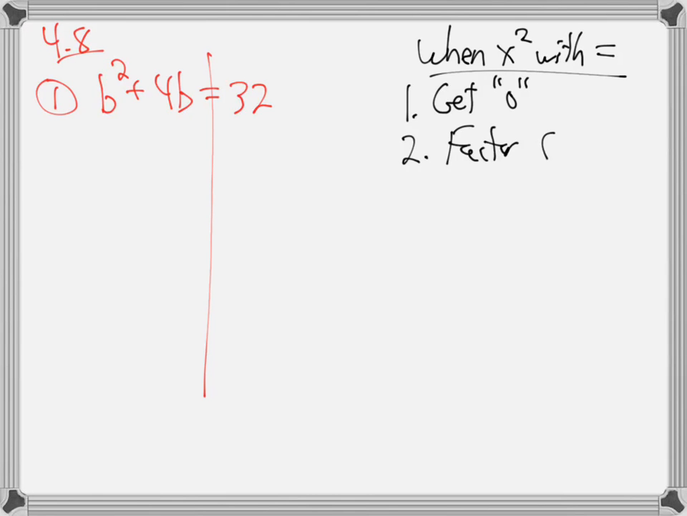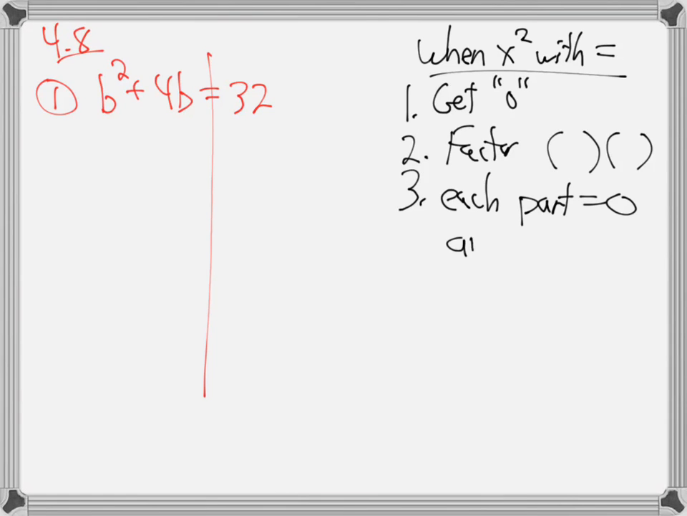Factor. Like the two parentheses. That's why we spend all this time learning to factor, because this technique is super important in stuff we'll do the whole semester. Each part equals 0 and solve. So there's the game plan. When you see x squared with an equal sign, it needs to become a knee-jerk reaction. Get a 0. Somebody wakes you up in the middle of the night and says, x squared with an equal sign. You say, get a 0. That's just got to be the automatic reaction.